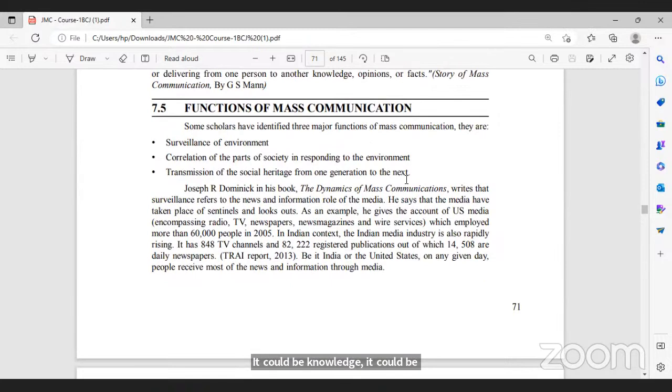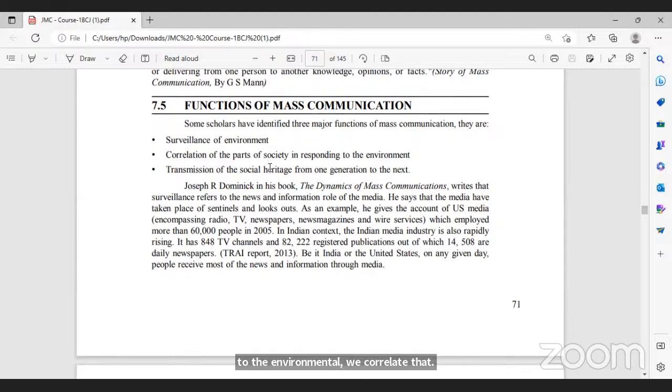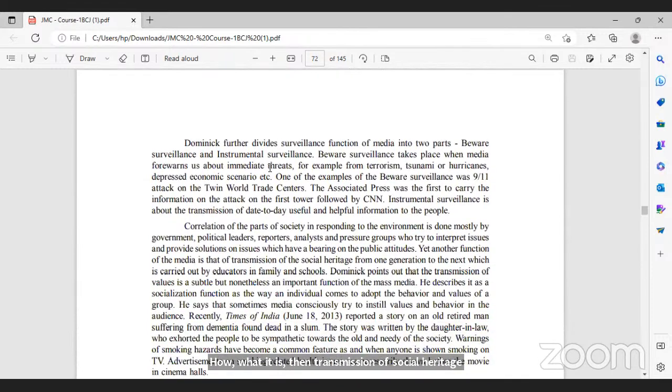Now let us understand the functions of communication. Basically, the functions of communication are surveillance of the environment, that is, what is going on around in your society; then correlation of the parts of society in responding to the environment, where we correlate what it is; then transmission of social heritage from one generation to another.